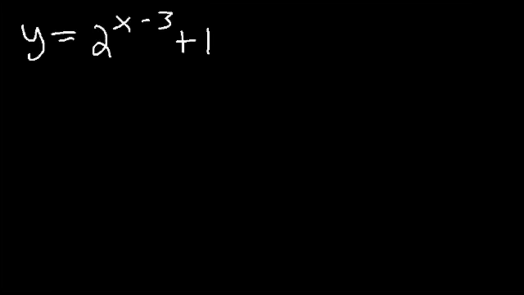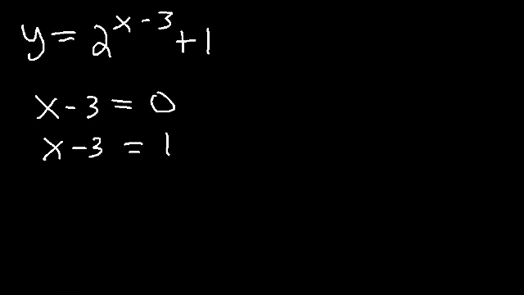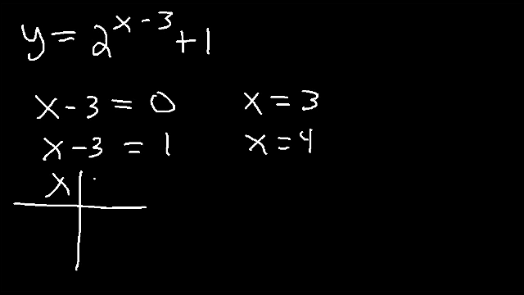So what do we need to do to graph the function? Let's take the exponent and let's set it equal to two numbers, 0 and 1, and solve for x. If x - 3 is equal to 0, x is equal to 3. And if x - 3 is equal to 1, x is 4. Now those points I'm going to choose for my table. I'm going to choose 3 and 4.